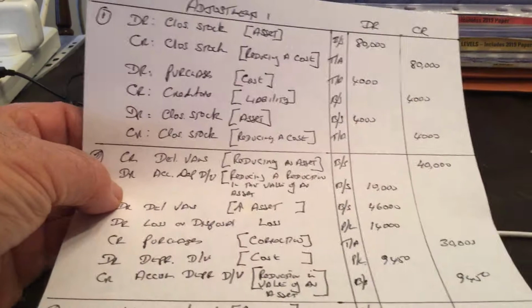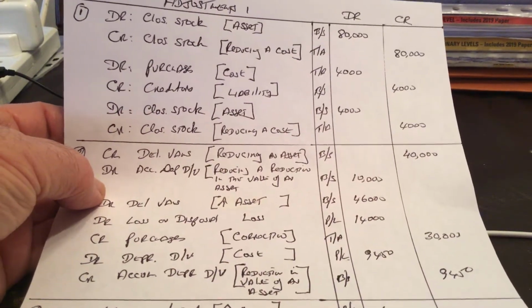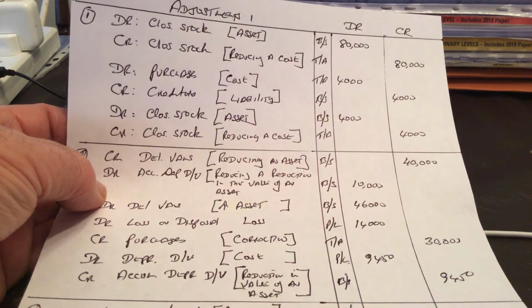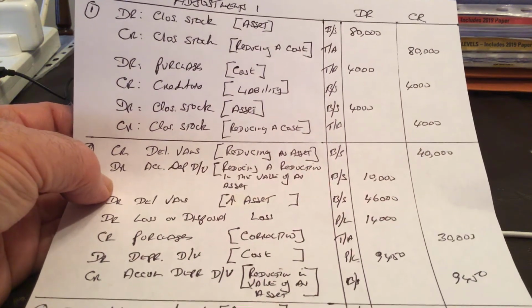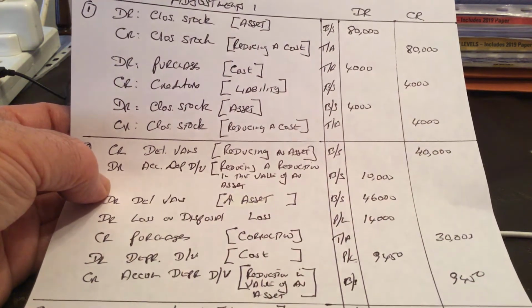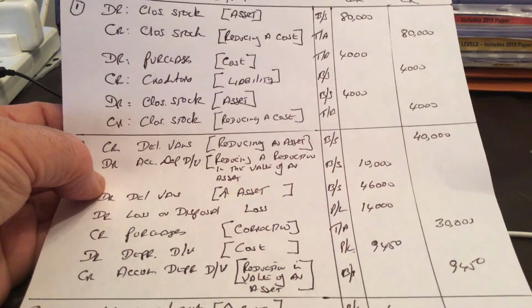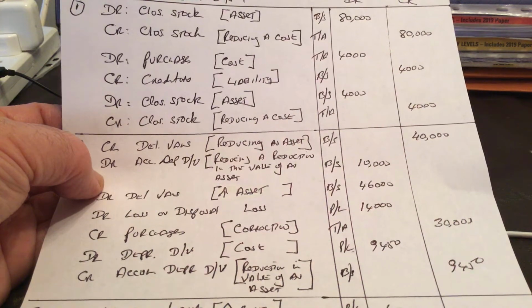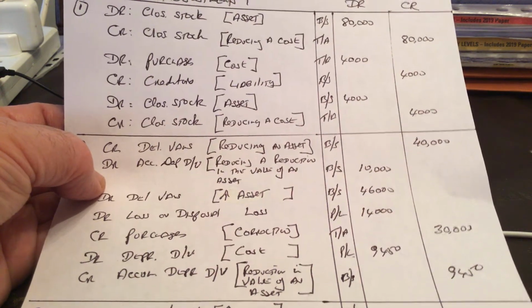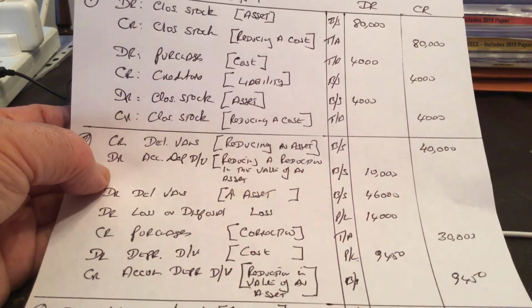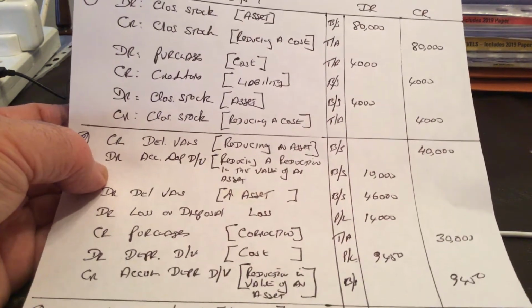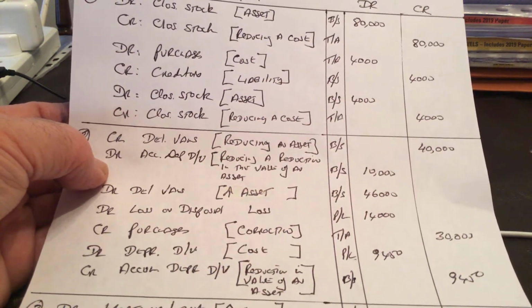So the entry there is debit purchases in the trading account 4,000 because it's a cost. Credit creditors in the balance sheet 4,000 because it's a liability. We then have to take it into stock. Debit closing stock in the balance sheet 4,000, credit closing stock in the trading account 4,000. That's the first adjustment.